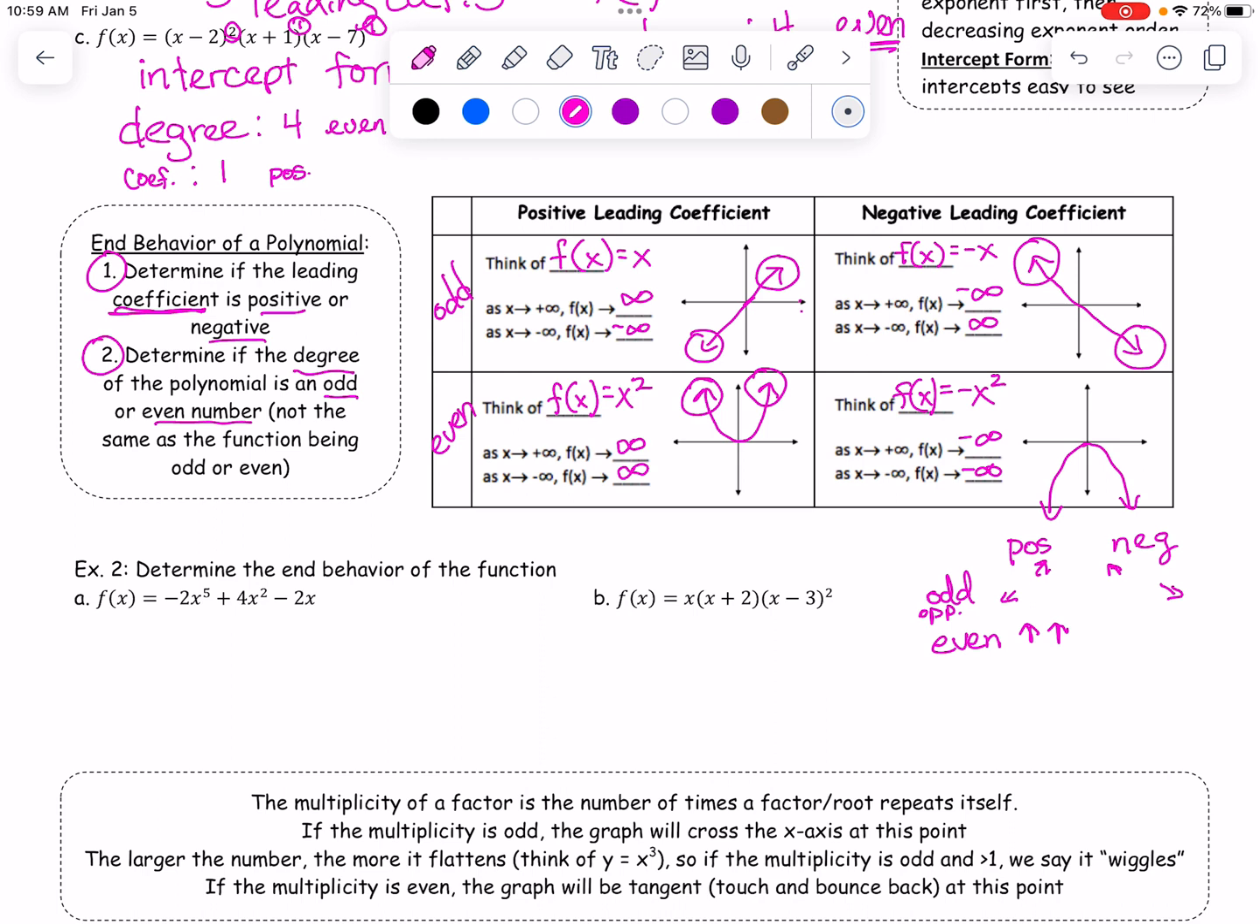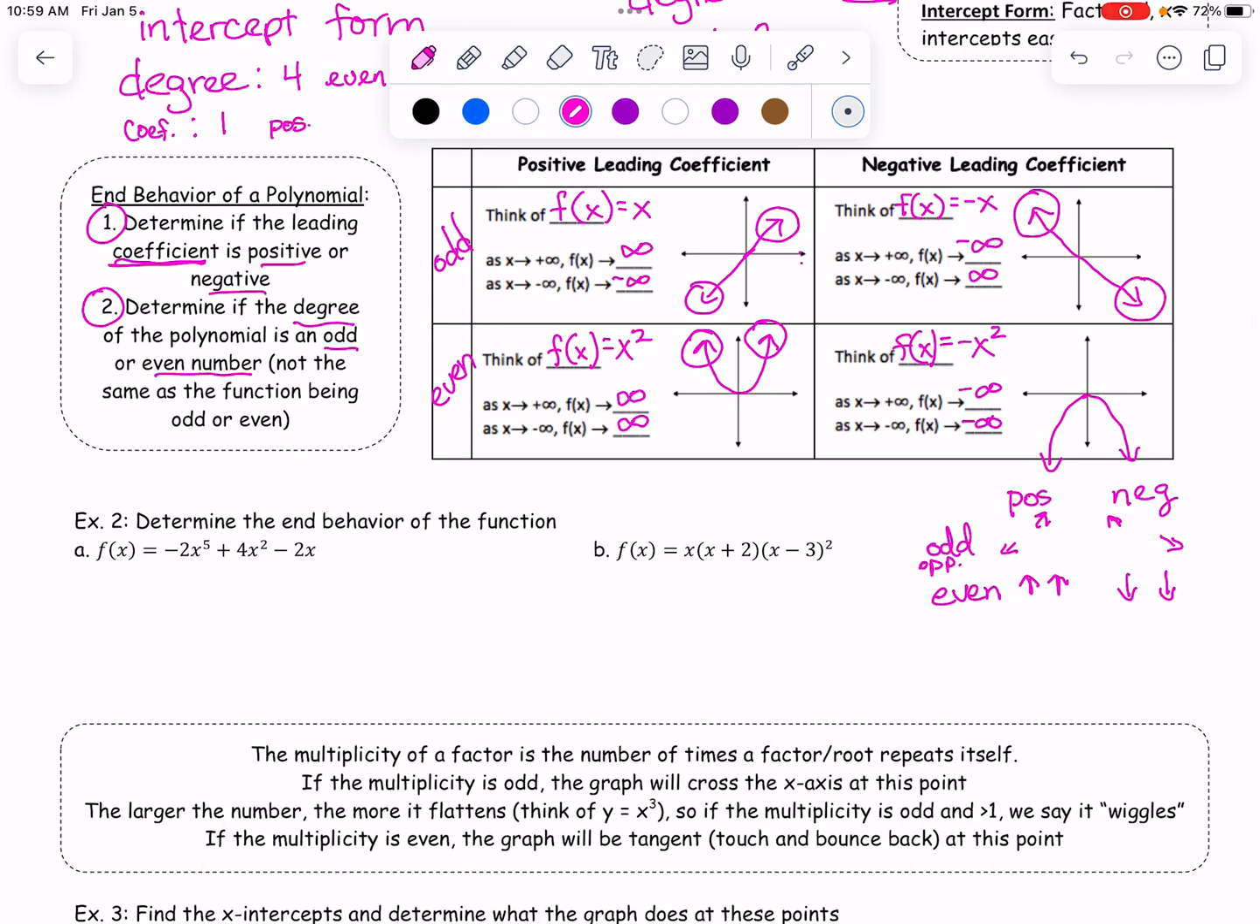A negative even or even negative, they're going to both be facing down. Those are your ends of your graph. We do not care what's happening in the middle. So we're going to determine the end behavior of the function.